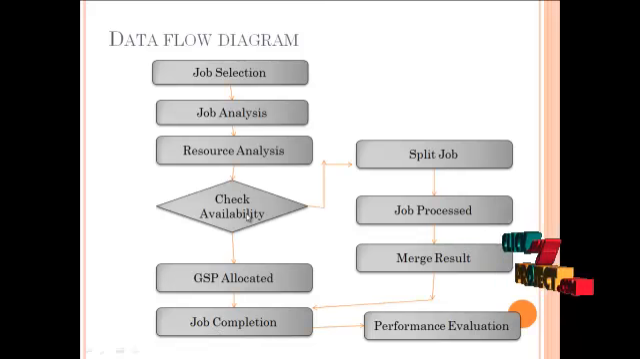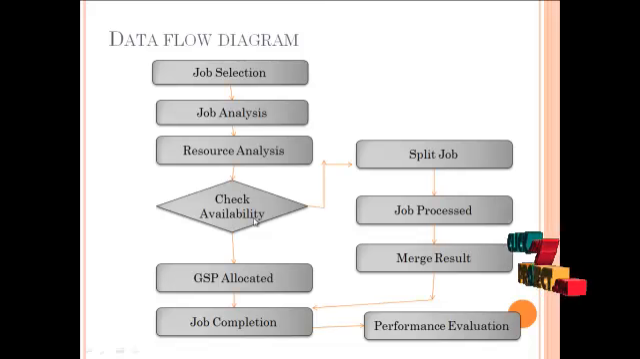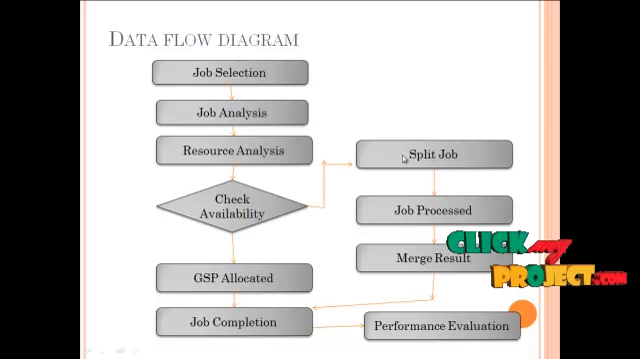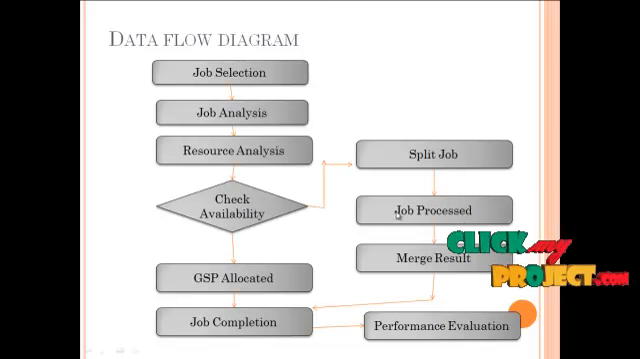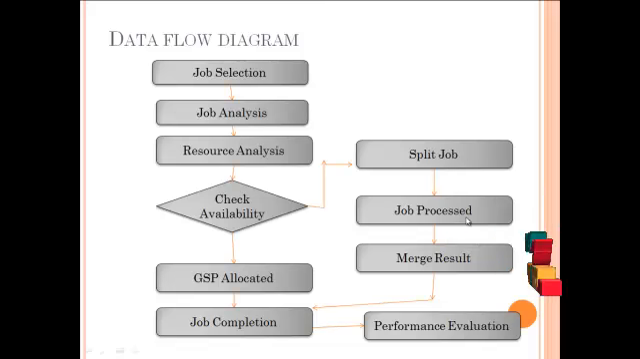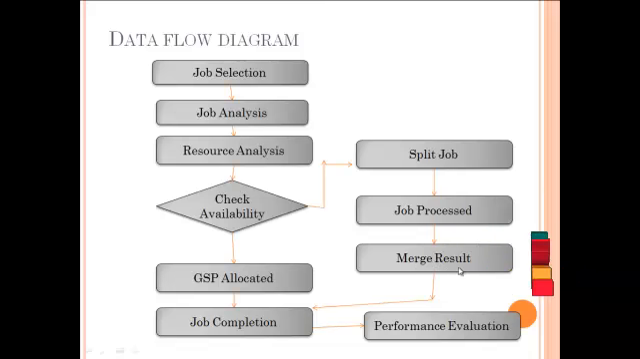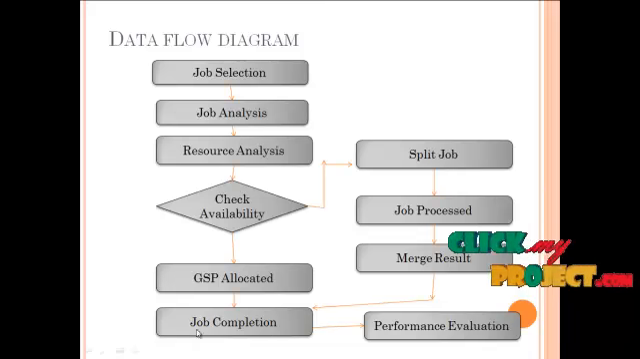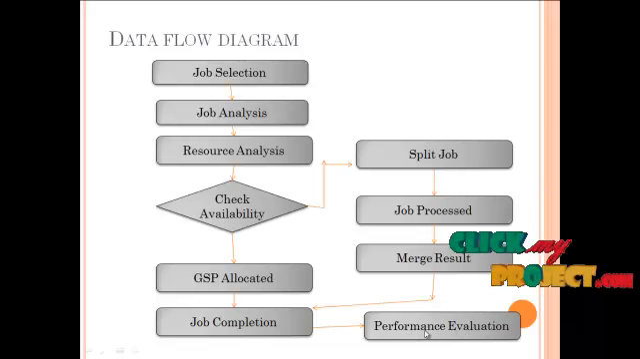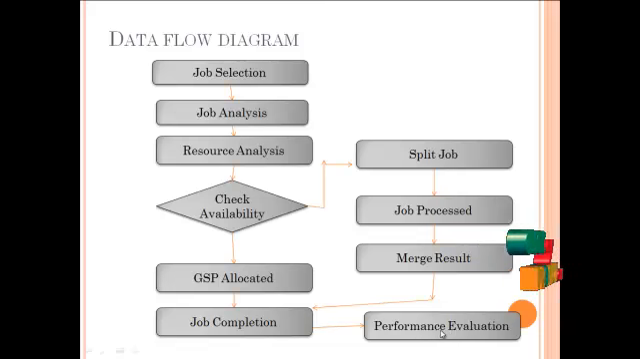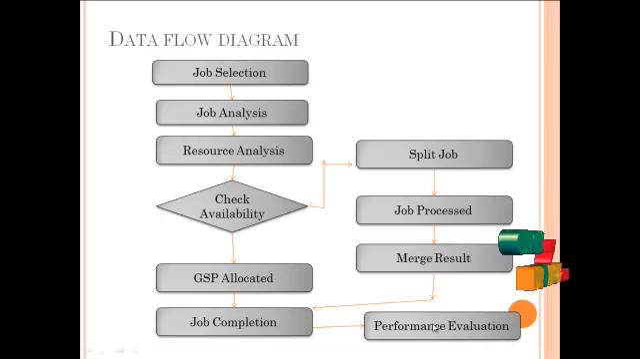If the resource does not have the capacity and no availability is found, the GSP does not skip the job. It splits the job and allocates the parts to all resources, each resource handles its part and executes sequentially, and the results are sent to the GSP. The GSP then merges the results and confirms the job is completed. Finally, performance evaluation is involved: we evaluate the resource capacity, analysis, execution time and cost. Finally we produce the result that maximizes profit and minimizes execution time.